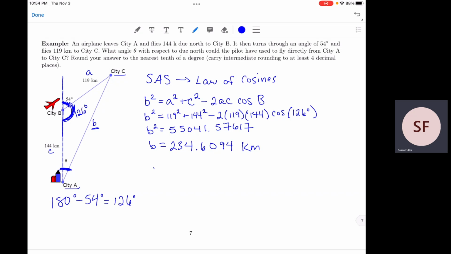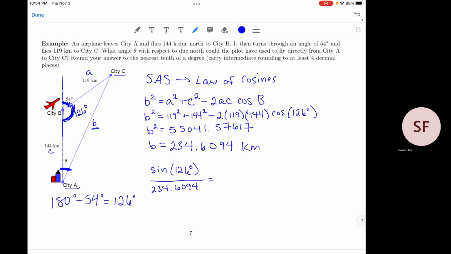So I'm going to say the sine of angle B, which is 126 degrees, over side B, which I just calculated here was 234.6094. That's going to be equal to the sine of the angle that I'm looking for, which is theta, over the side opposite that angle, which is 119. So we can set this up, and now that we have this set up in the law of sines, we just have to solve this out. We've been doing this a lot, so hopefully you are okay with me kind of going through this quickly.